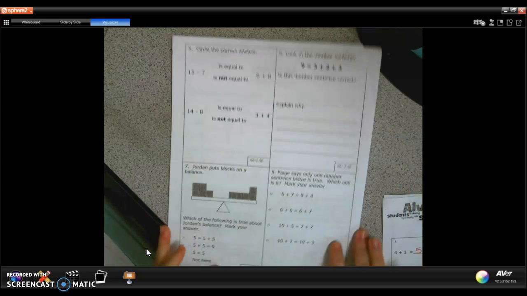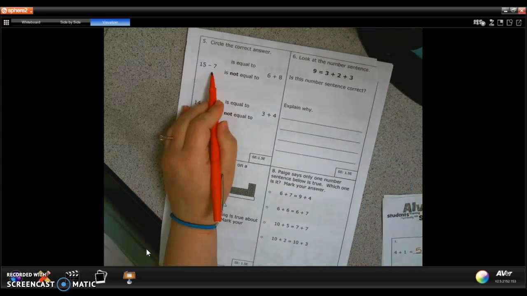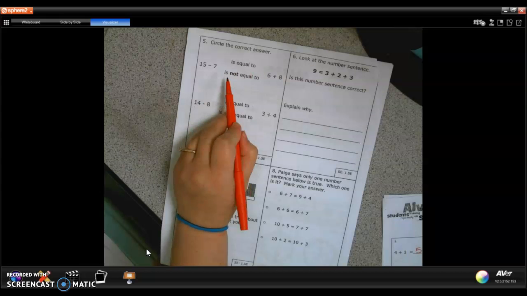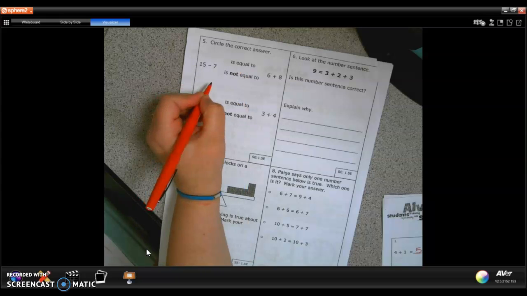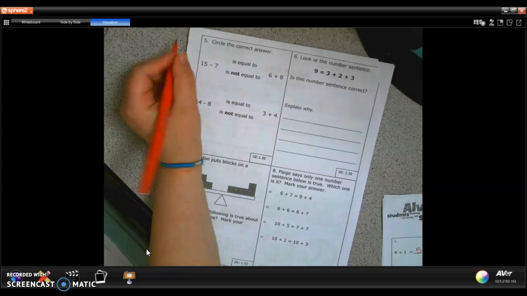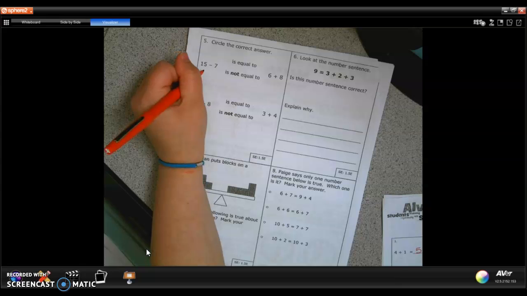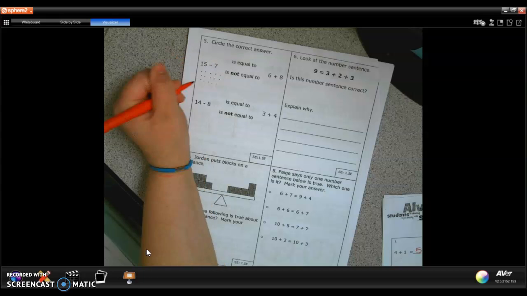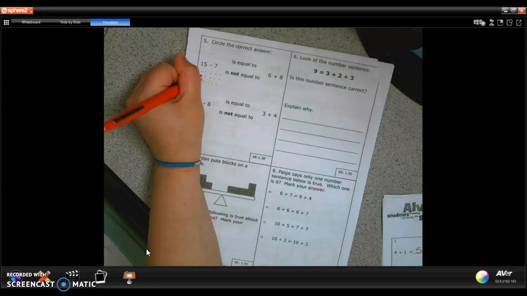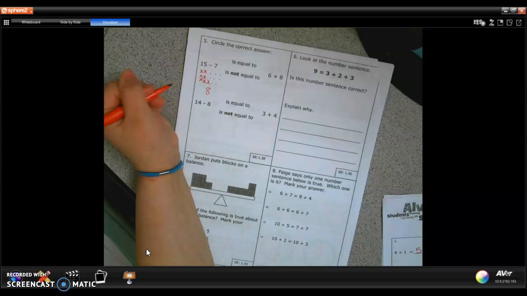Circle the correct answer. 15 minus 7 is equal to or is not equal to 6 plus 8. So I'm going to start with 15 minus 7. I know 15, take away 7, so I could do 15 dots, 1, 2, 3, 4, 5, 6, 7, 8, 9, 10, 11, 12, 13, 14, 15. Take away 7, 1, 2, 3, 4, 5, 6, and 7. And I'm left with 6 and 2 more, which is 8.